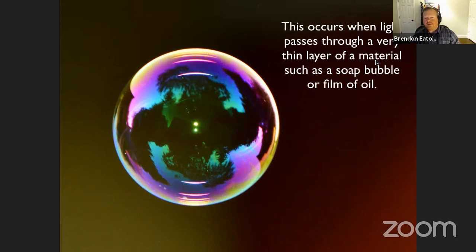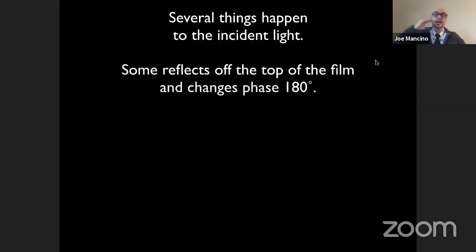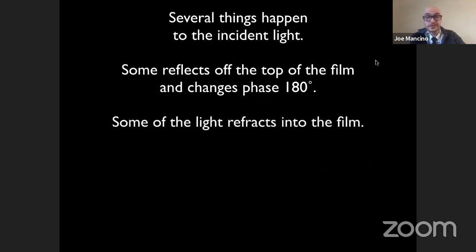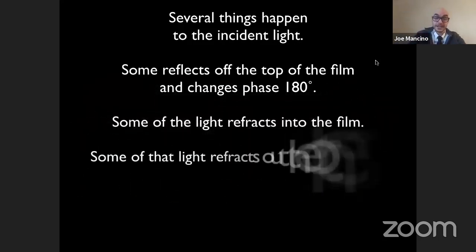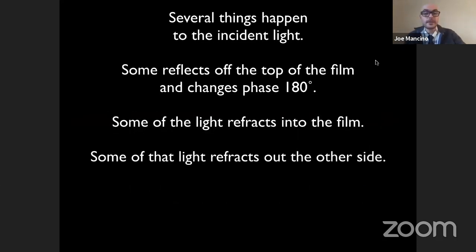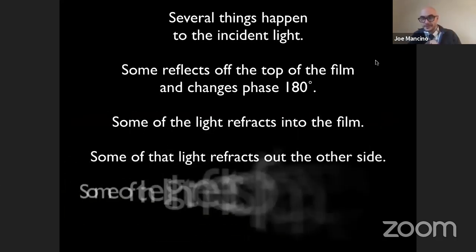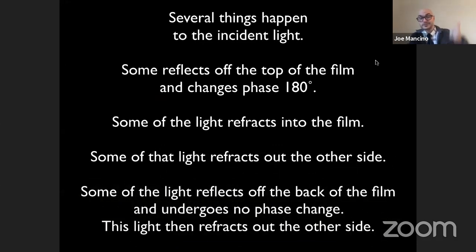Now, this occurs when light passes through a very thin layer of material, such as a soap bubble or a film of oil, like we talked about earlier. That's the only time that you're going to see something like this. But several things do happen when you have incident light. Some of it reflects off the top of the film and does change phase, but some of the light refracts into the film. It follows Snell's law. Some of that refracted light refracts out the other side. But some of the light that was trapped in the film reflects back out, undergoes no phase change, refracts out the other side.